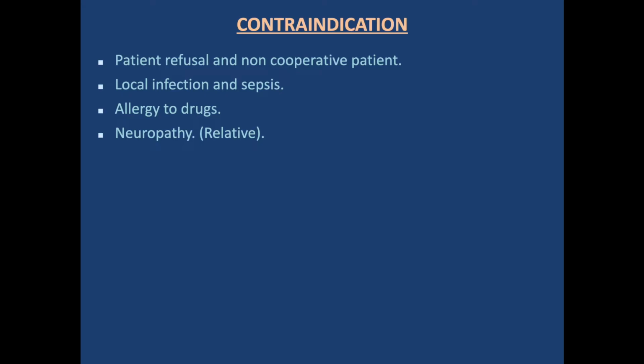Contraindication. Contraindications of radial nerve block are patient refusal and non-cooperative patient, local infection and sepsis at the site of injection, and allergy to the drug. Neuropathy is a relative contraindication.